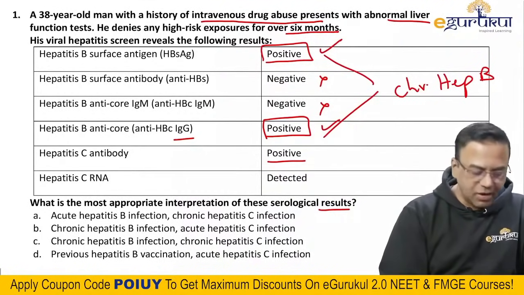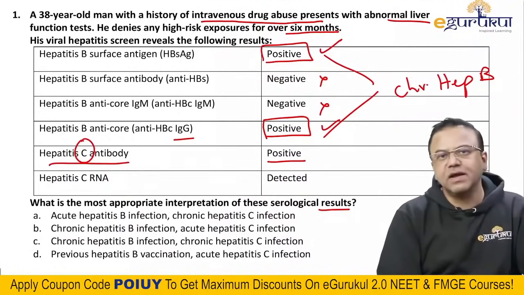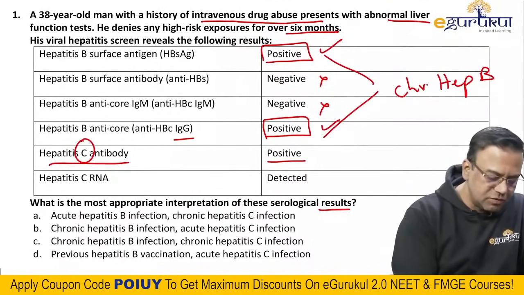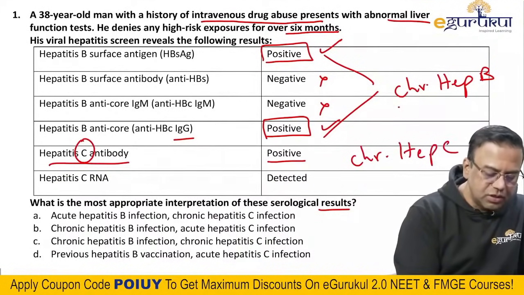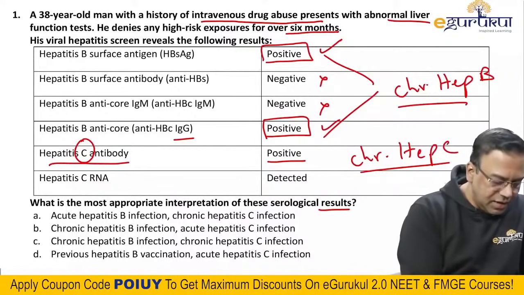Now, apart from chronic hepatitis B, what you're also getting is a patient having anti-HCV antibodies present. Once that is positive, the patient has also got chronic hepatitis C. So that's your conclusion. The patient has a combination of chronic hepatitis B and chronic hepatitis C. And the option in this is nothing but chronic hep B and chronic hep C infection.